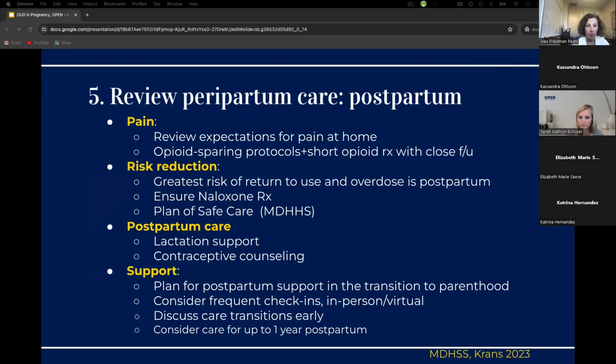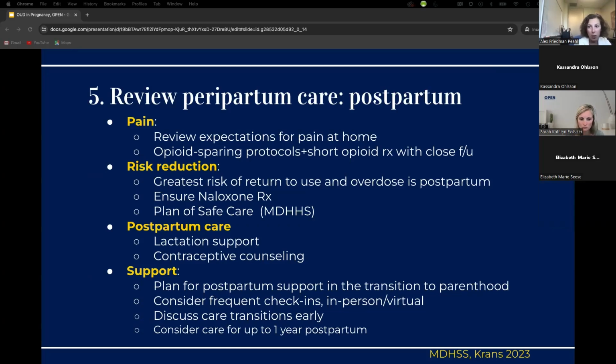And just a brief note on postpartum care. Again, setting expectations for pain management and the importance of opioid-sparing protocols is critical for patients. Addressing risk reduction topics is also crucial. The greatest risk of return to use and overdose is postpartum. Make sure all patients have a naloxone prescription and collaborate with MIHP and your social work team to help patients ensure they have a plan of safe care. Make sure to provide lactation support and contraceptive counseling and help individuals in their transition to parenthood.